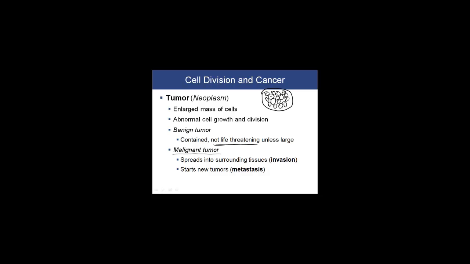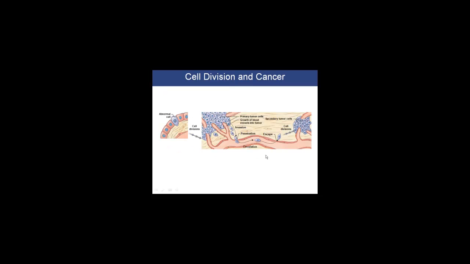Malignant tumors spread into surrounding tissues. We call this invasion, and they start the process of new tumors. They metastasize. This diagram kind of follows the formation of tumors. And again, we start with a single abnormal cell. This is an epithelial tissue, and one cell has mutated, and it starts to divide very rapidly, uncontrollably, and eventually you get the formation of a primary tumor.